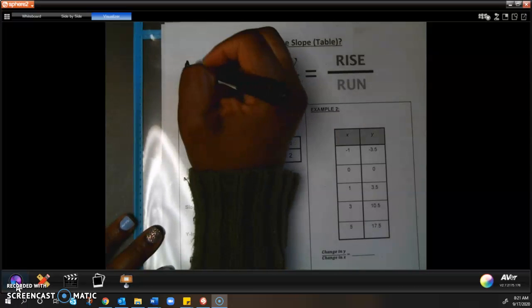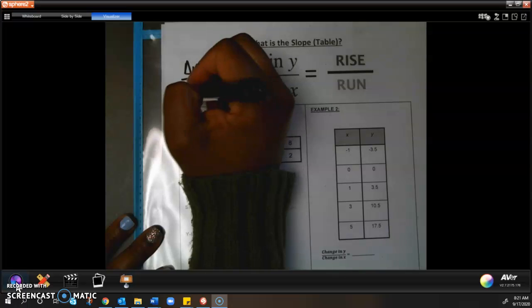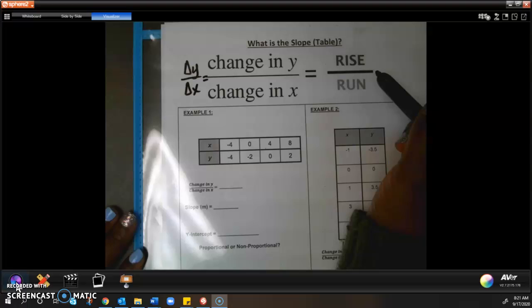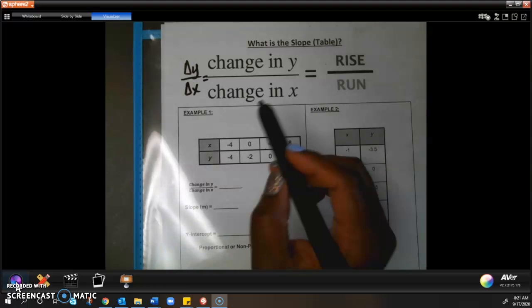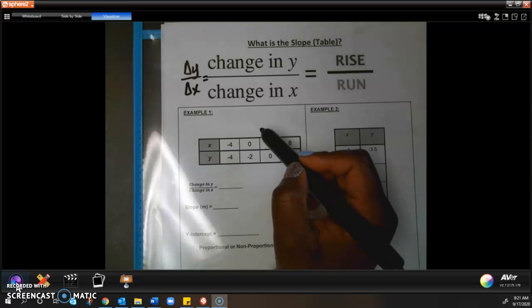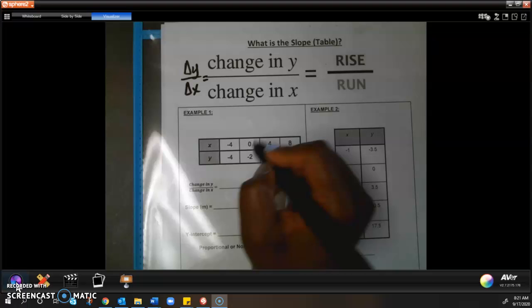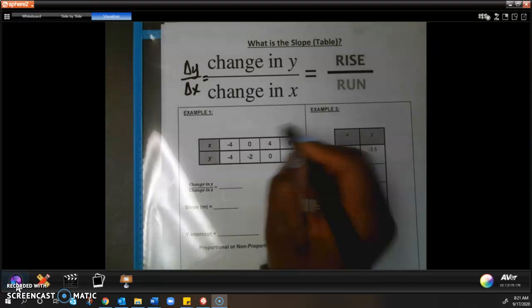Remember, this is the same thing. Change in y over change in x is also the same thing as rise over run. But this time we are doing change in y over change in x from a table. So first I'm going to figure out what my change in y is on this table.